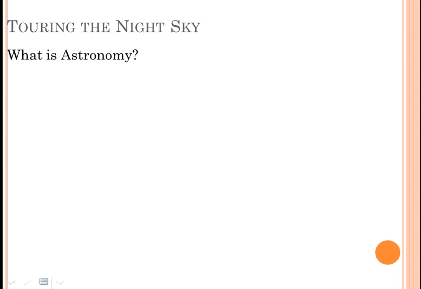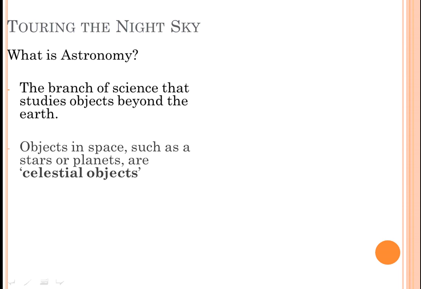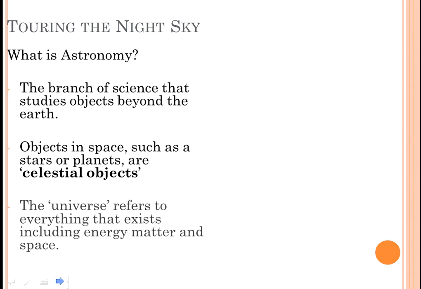So, what we're going to look at in this lesson is what's involved in astronomy, and basically, astronomy is science that studies things beyond Earth. So, anything that's celestial. So that could be stars, it could be planets, and anything in the universe, really. And the universe is everything that includes energy, matter, and space.